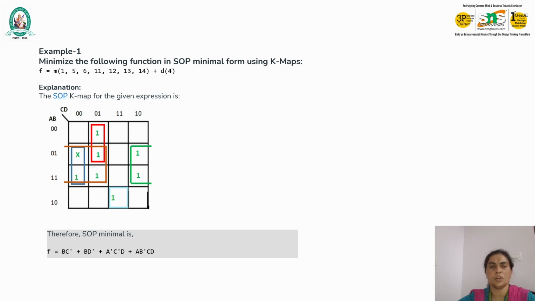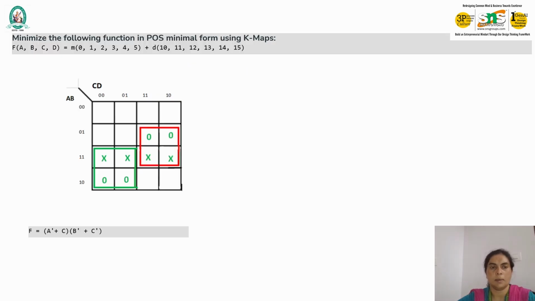So here we need not rely on certain conditions or terms; we check for the higher possibilities of grouping. If there is a lack of one cell, we can replace it with a don't care condition. Finally, when solving the sum of products, we get F equals BC' plus A'C'D plus AB'CD. This is the result we get when solving the simplification using the K-map.